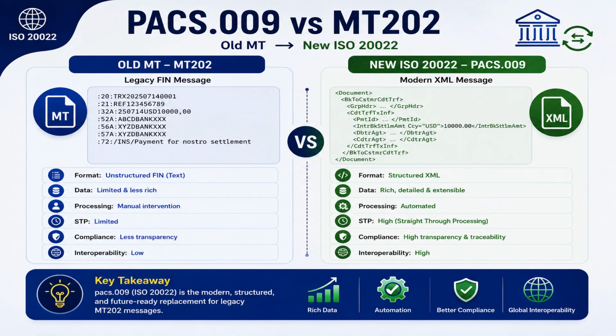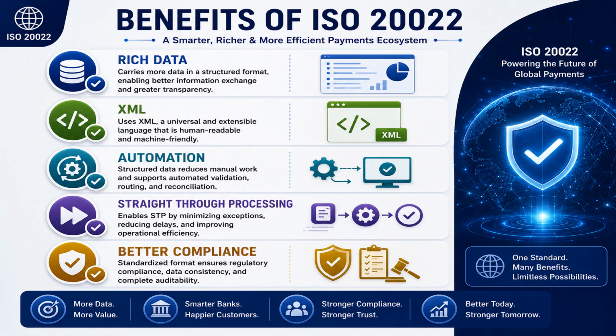PACS009 offers several important advantages. It carries rich, structured data. It uses the XML standard for better interoperability. It supports automation, reducing manual effort. It enables straight-through processing or STP. And it improves regulatory compliance by providing standardized and transparent payment information.